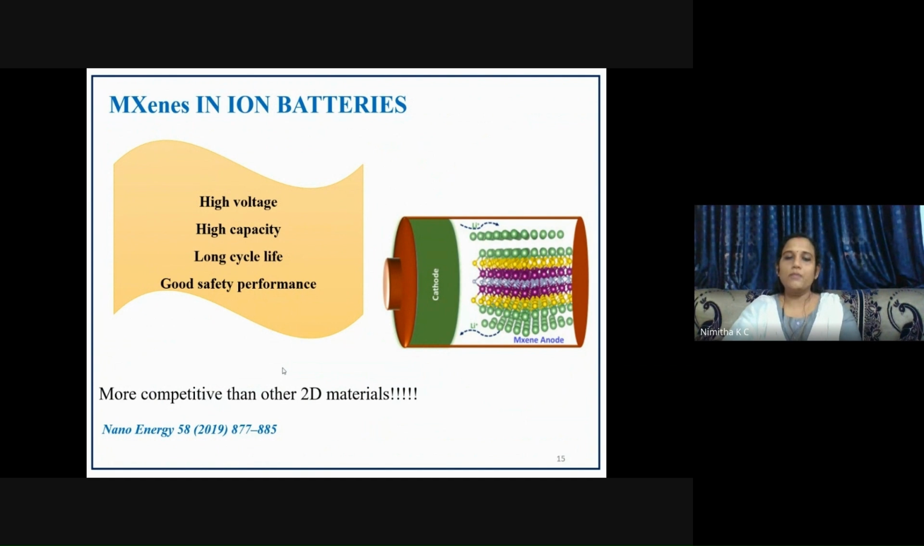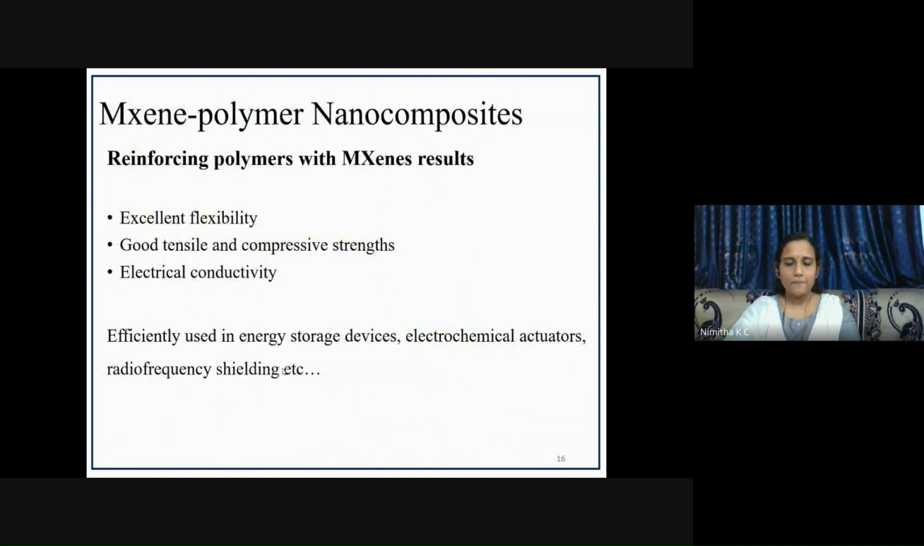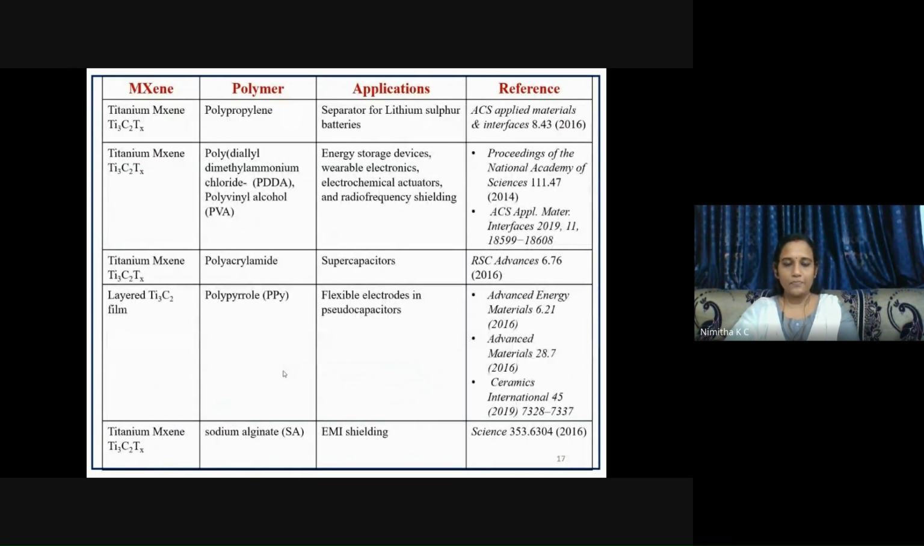MXene-based ion batteries possess high voltage, high capacity, long cycle life, good safety performance, etc. When we are reinforcing the polymers with the MXene, it will definitely result in excellent flexibility, good tensile and compressive strength, and high electrical conductivity, so that MXene-based polymer nanocomposites are widely utilized in energy storage devices, electrochemical actuators, and radio frequency shielding, etc.